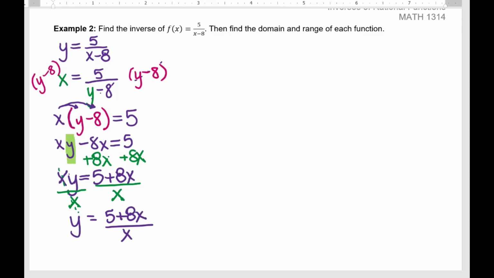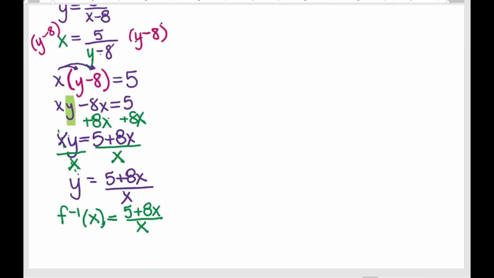And then our very last step for finding our inverses, you have to remember to actually write the inverse notation. Our function was f of x, so we're going to have f inverse of x is equal to 5 plus 8x all over x. We still need to find domain and range of everything. So the original and the inverse.